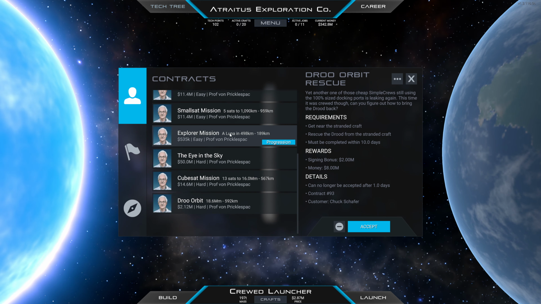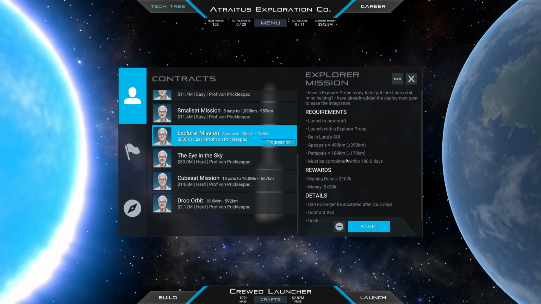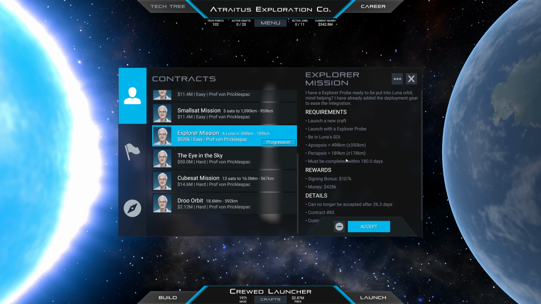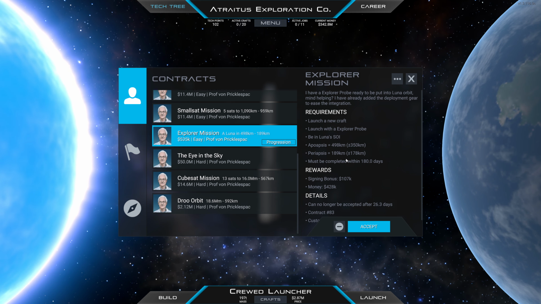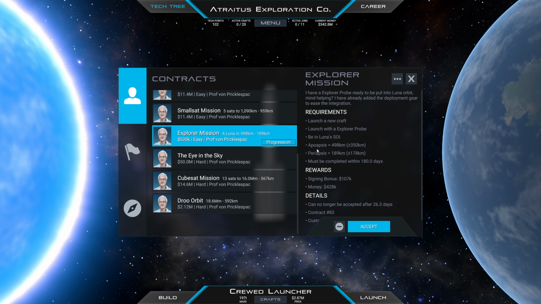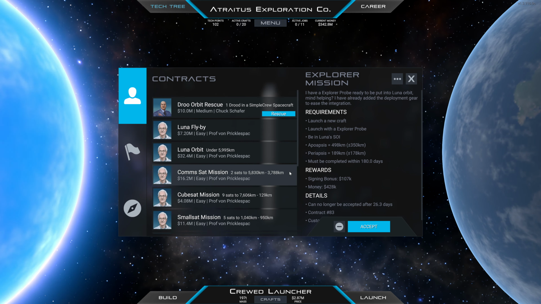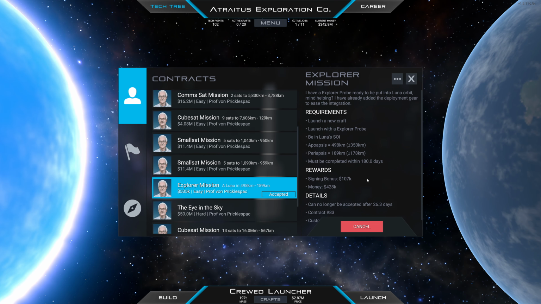That's understood. We've also got this progression mission to orbit Luna, which would be pretty easy. This is putting an explorer probe into this location. Sure, we could do that. I'll accept that, but let's hop into the tech tree here.